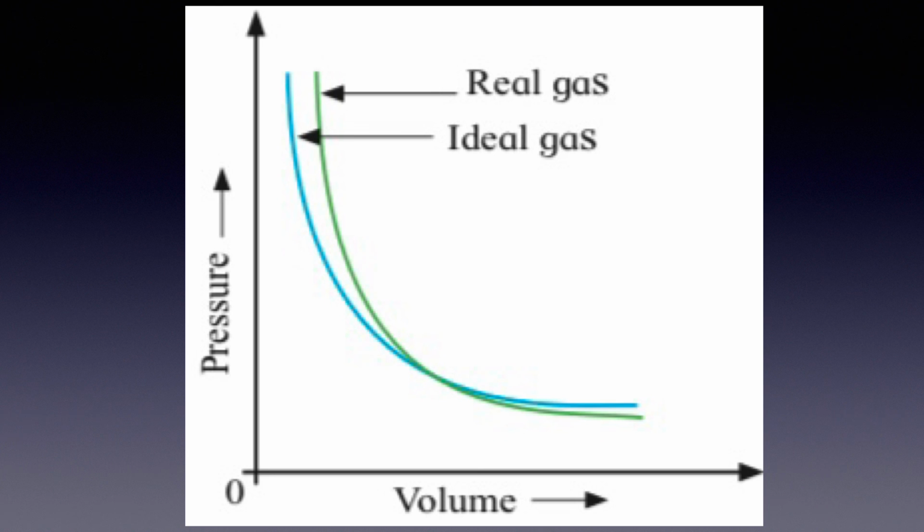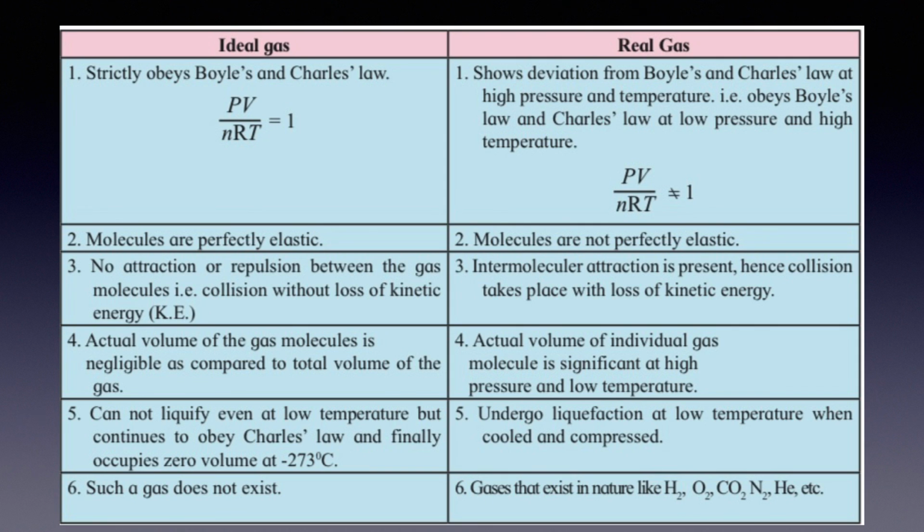ideal behavior. That means when I talk about the measured volume, I am talking about the real gas, and calculated volume, that means I am talking about the ideal gas. Okay, and at low pressure, both the values, that is the measured and the calculated volumes, approach each other. Okay, next one, distinguishing points between ideal gas and real gas.